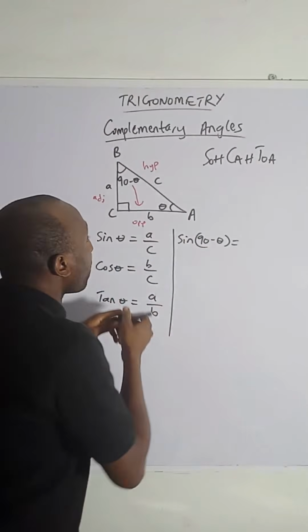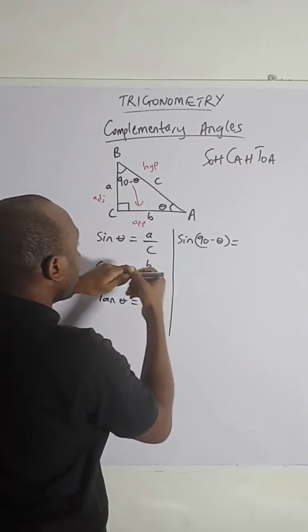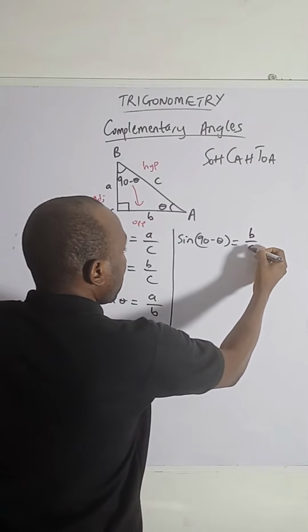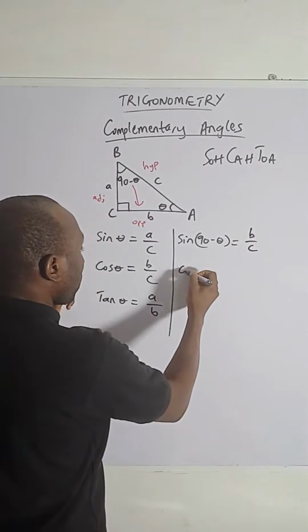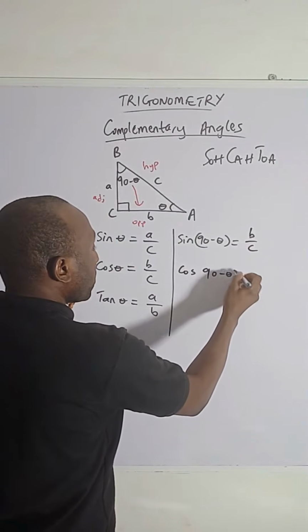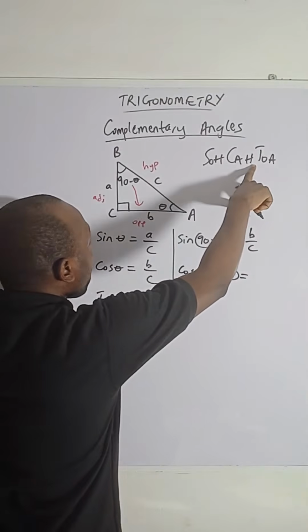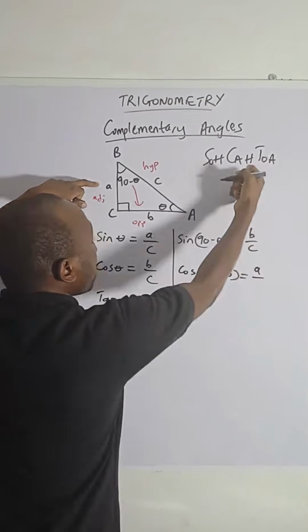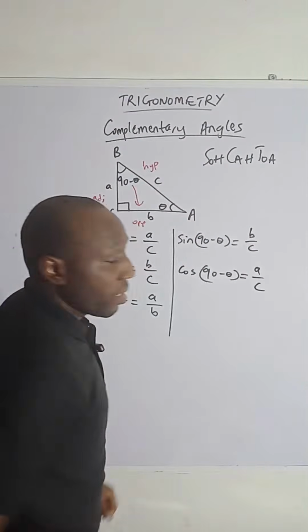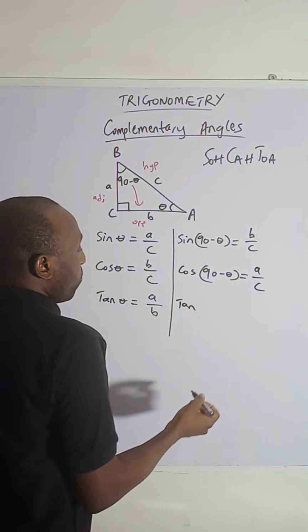Okay, no worries. See, sine 90 minus theta: this is the opposite, so opposite over hypotenuse. That's B over C. All right? B over C. Is that okay? And then let's look at cos 90 minus theta. What would that be? From here, adjacent over hypotenuse. Adjacent is A over the hypotenuse, which is C. All right.